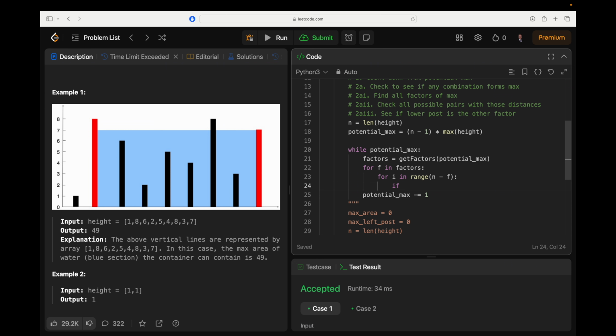If min height i, oh my gosh, height i plus f times f equals potential max. Return potential max.